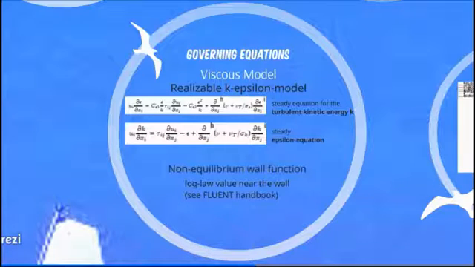Here you can see the governing equations. As mentioned, the realizable K-epsilon model is used. These equations, as well as the equations for the non-equilibrium wall function, can be found in the Fluent Handbook. For the realizable K-epsilon model, the eddy viscosity coefficient is dependent on the mean flow and the turbulence parameter. This is better for adverse pressure gradients, which exist in the simulation.